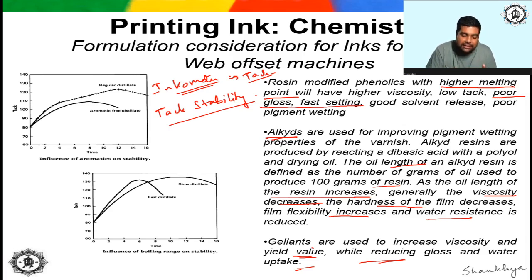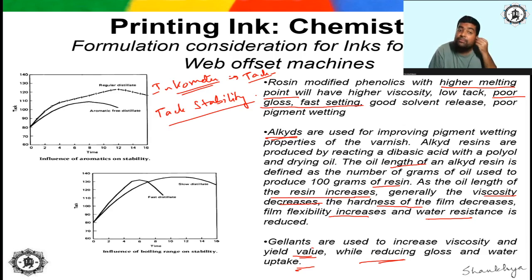If it decreases, then the transfer from one roller to the other roller will not take place. And we don't want the tack to increase to a great extent either. Why? Because if tack increases, then the tendency of the ink to hold on to the preceding roller will increase. So when it comes in contact with the succeeding roller, the metering roller of the printing press, it will not try to get transferred onto the succeeding roller.